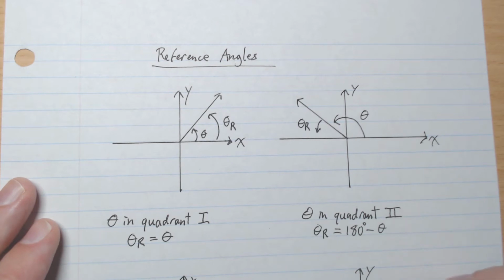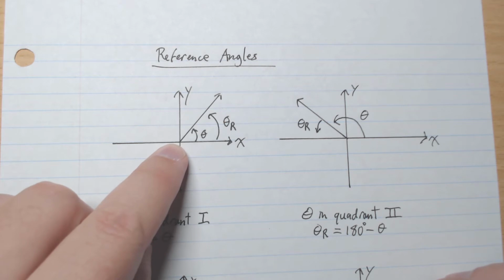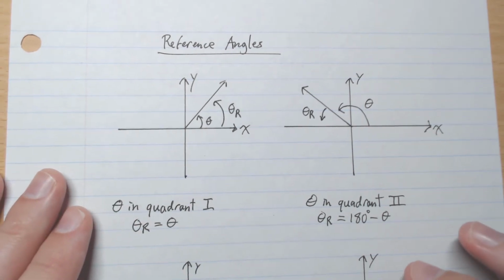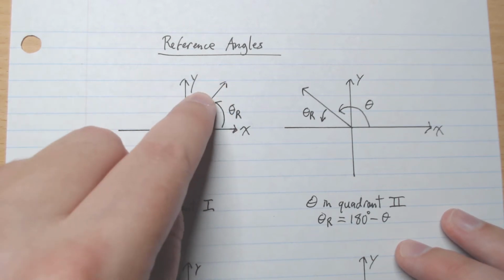So a reference angle is the angle between the x-axis and the terminal side that is the acute value, so less than 90 degrees. So let's look at some examples here. Here, theta in quadrant 1, the reference angle is theta.